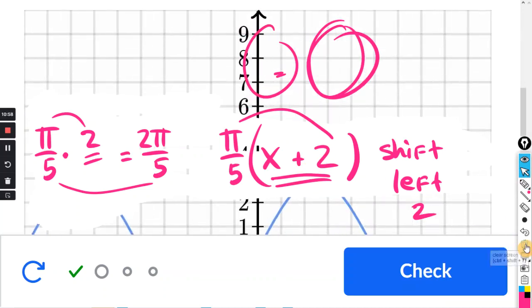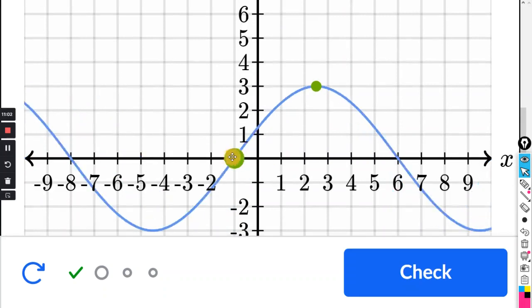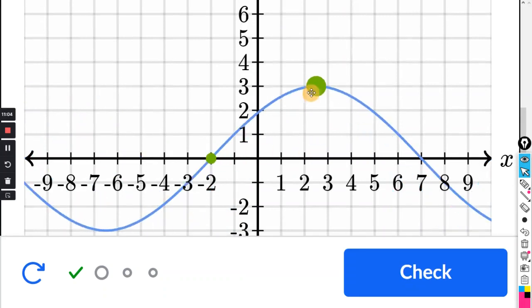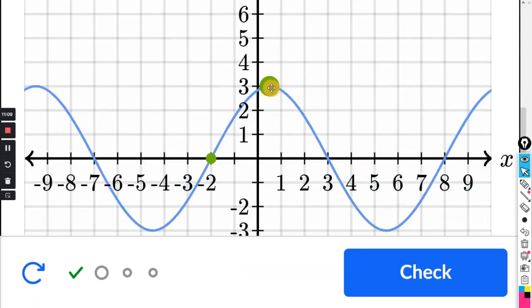So let's see. All right, this is at the origin, shift it left 2 units. This is at 2.5, shift it to 1/2 or 0.5. All right, so that was the tough part.